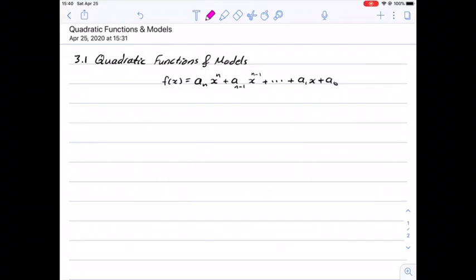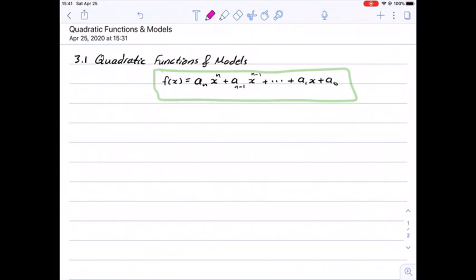In this section, we discuss quadratic functions and models. But let's start by defining a very large class of functions called polynomials. So these are polynomial functions. Any function that can be written in this form is called a polynomial function.